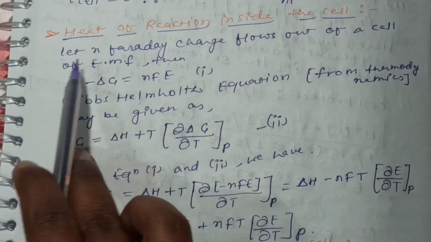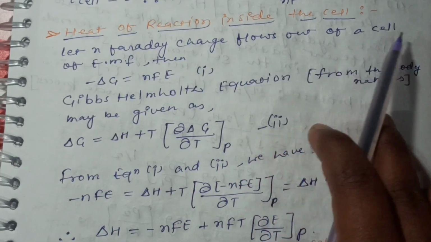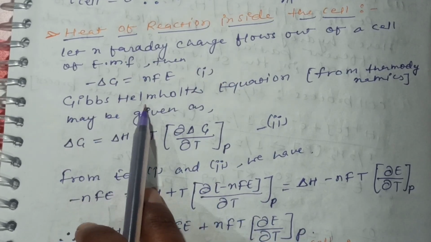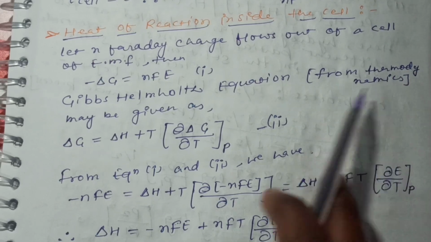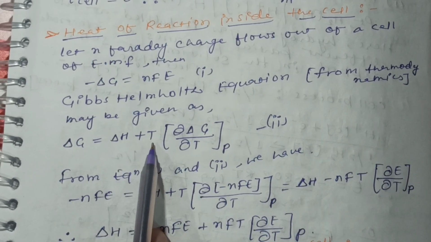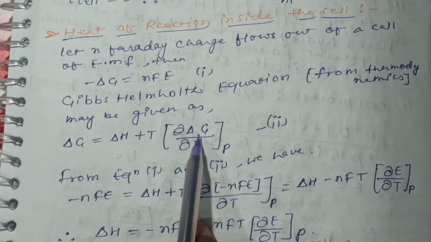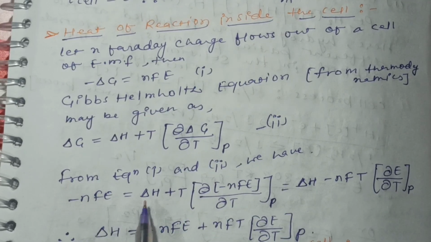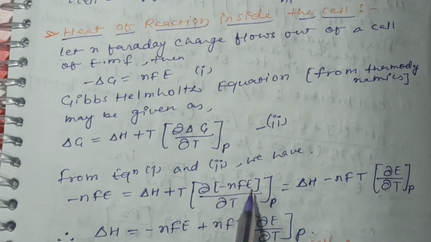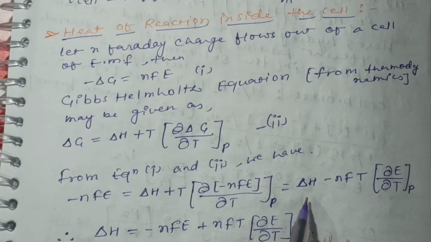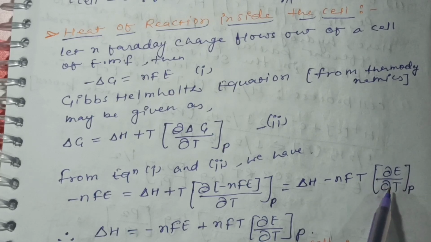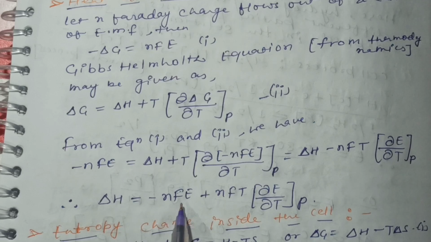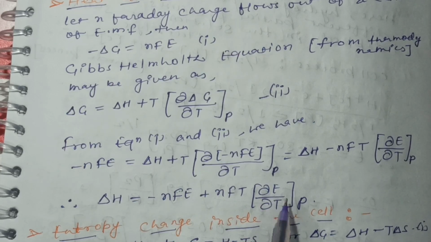Heat of reactions inside the cell. Let n Faraday charge flow out of a cell of EMF E, then minus del G is equal to nFE. The Gibbs-Helmholtz equation from thermodynamics may be given as del G is equal to del H plus T (d del G upon dT) at constant P. From equations 1 and 2, we have minus nFE is equal to del H plus T (d of minus nFE upon dT) at constant P, which is equal to del H minus nFT (dE upon dT) at constant P. Del H is equal to minus nFE plus nFT dE upon dT at constant P.